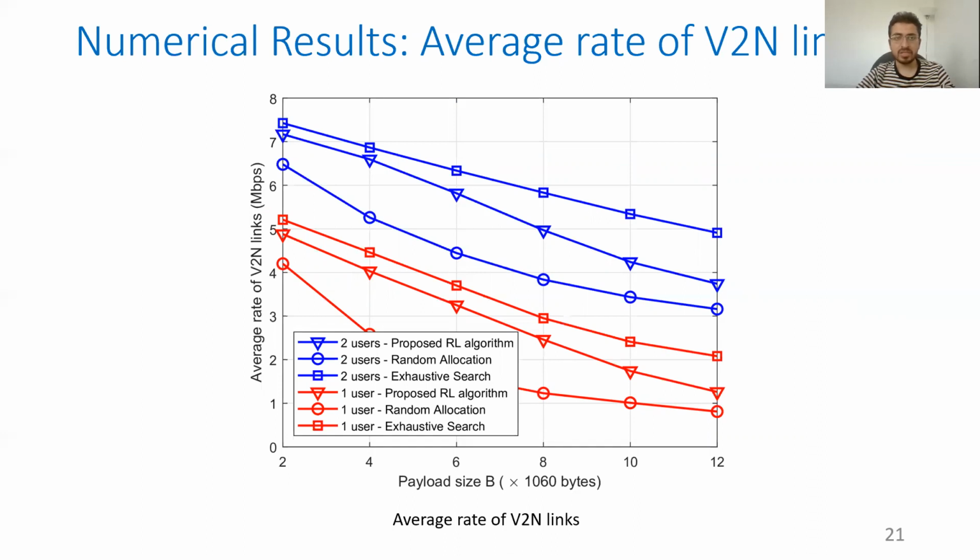Over here, we show the average rate of V2N links against the payload size B of the V2V link. It can be seen that increasing the payload size decreases the average rate of V2N links. This is because when we increase the payload size, the V2V link requires more time to complete its transmission, and so there would be greater interference to the V2N links. Moreover, we can see that the average V2N rate is greater with a larger number of users, since with two available subbands, the interference from the V2V link reduces.